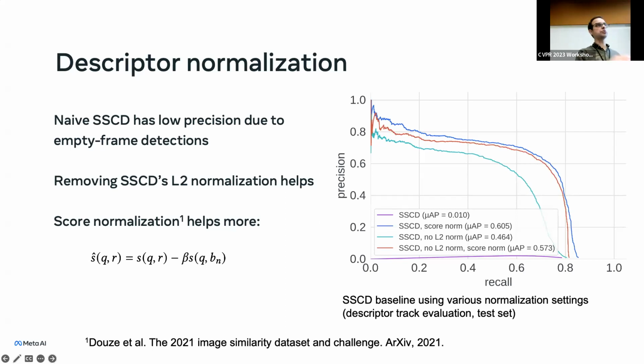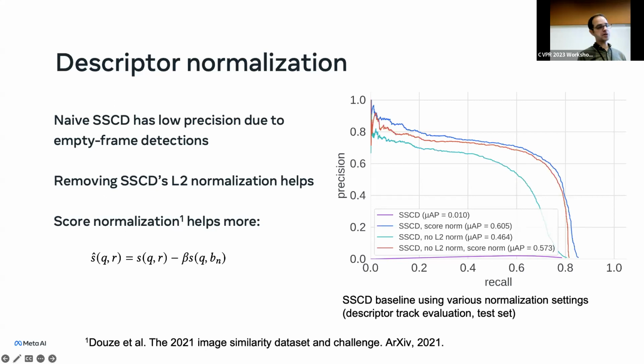SSCD incorporates L2 normalization of the descriptor in the network itself. If we modify SSCD to remove that, this already helps a lot. And this is the light blue precision recall curve on the graph. And the reason this helps is that these empty frames are very low salience. And if we remove L2 normalization, they have a low descriptor norm, which means that they now match at low confidence because they have low inner product in the inner product search. And that is sufficient to make this problem much better.